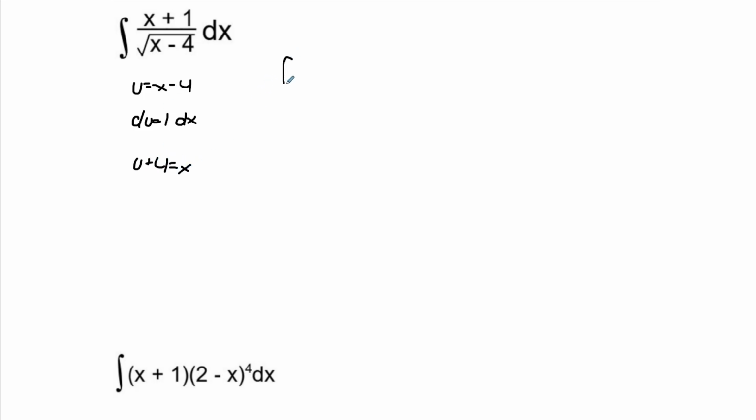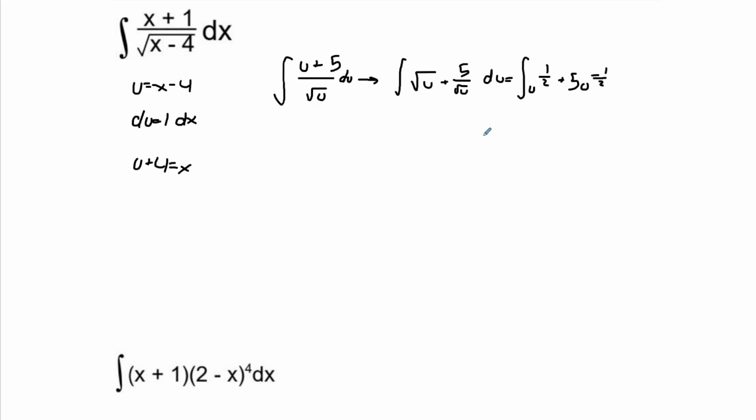So then we could say that this is the integral. Instead of x on the top, it would be u plus 4 and then plus 1. So we would have u plus 5 over the square root of u. I'm going to rewrite this as the integral of the square root of u plus 5 over the square root of u, du obviously. This should have a du as well, which is going to equal the integral of u to the 1/2 plus 5u to the negative 1/2, right? So then how do we integrate this? And again, this should have a du.